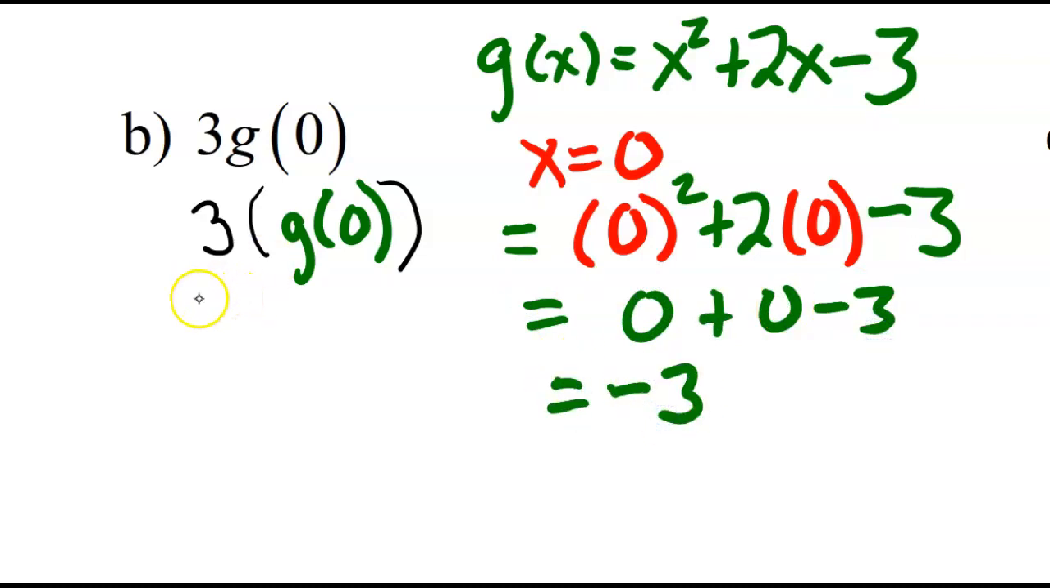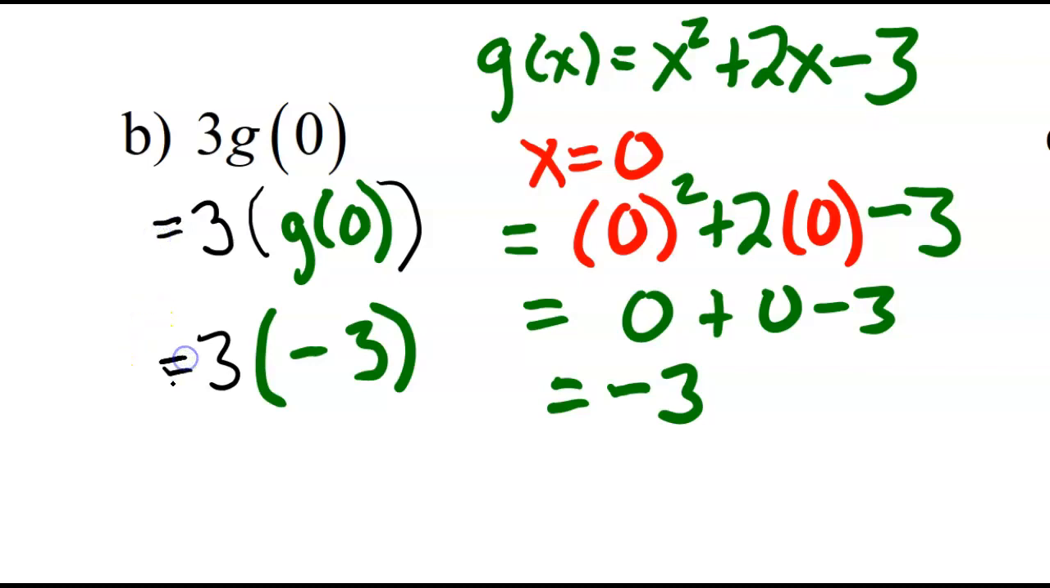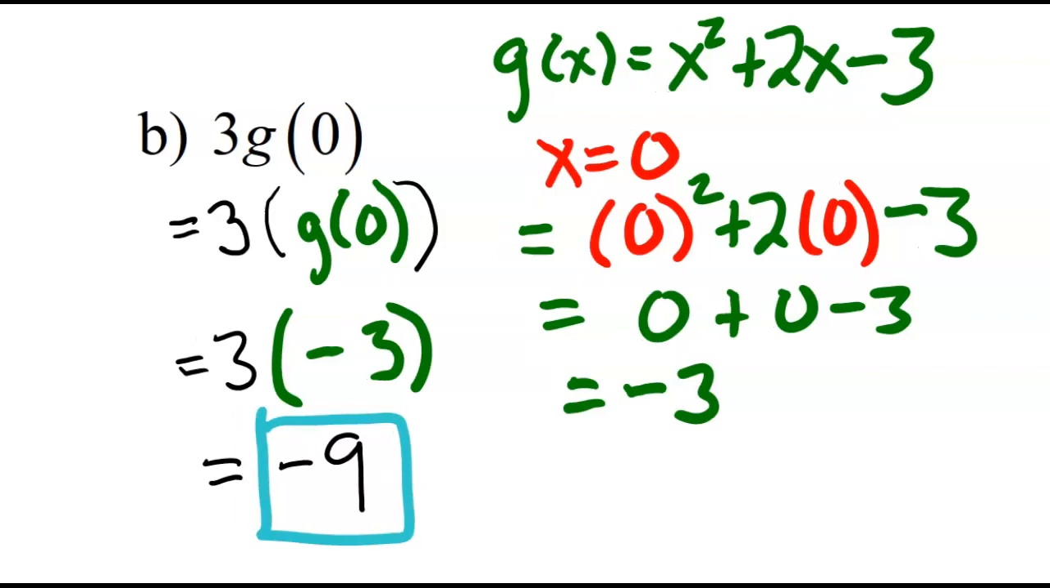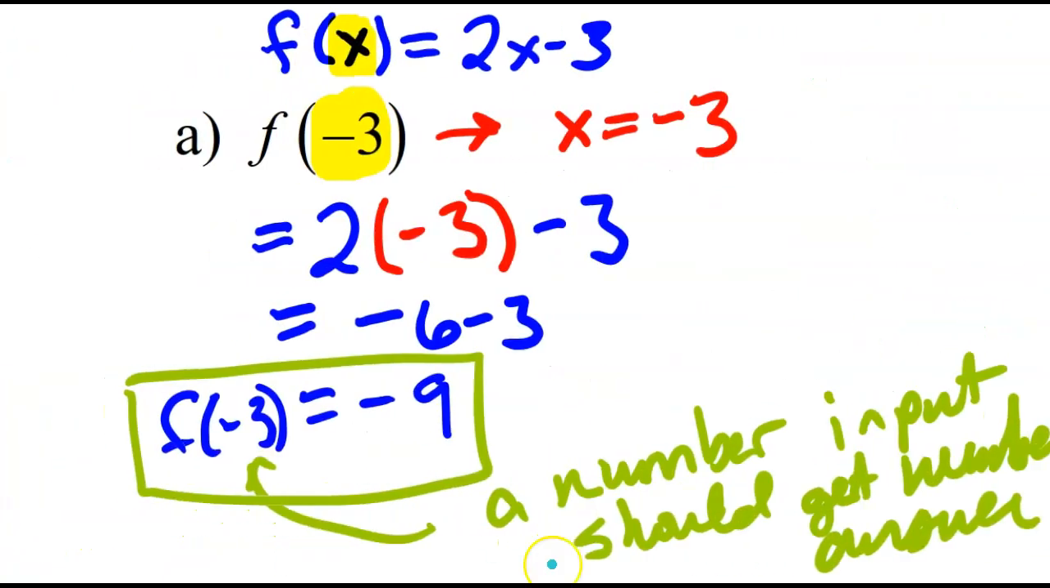So what I am really evaluating is 3, and then g at 0 turned into the number negative 3. So my final answer is equal to negative 9. So I input a value of 0, and I get out a value of negative 9. And now it is a number. Let's try a couple more like this.